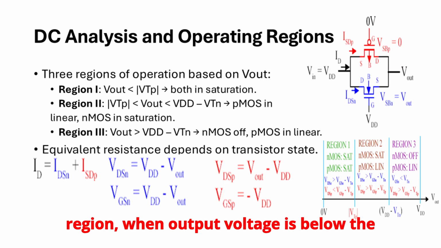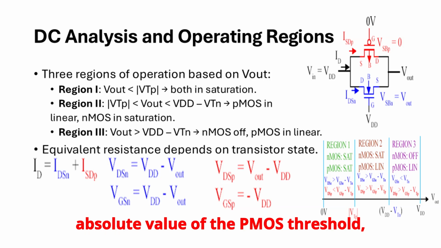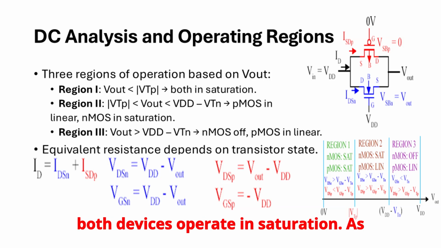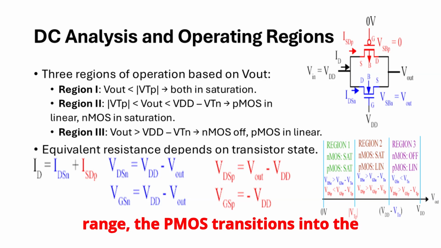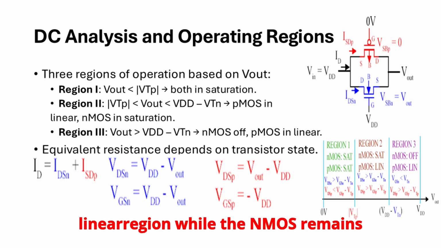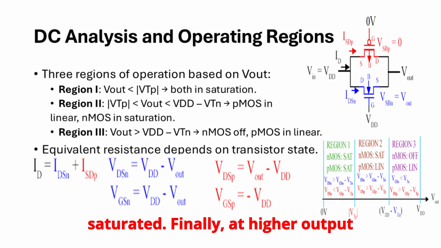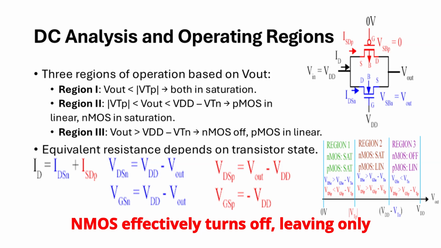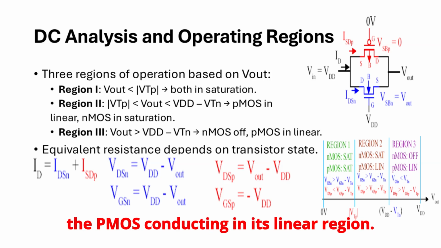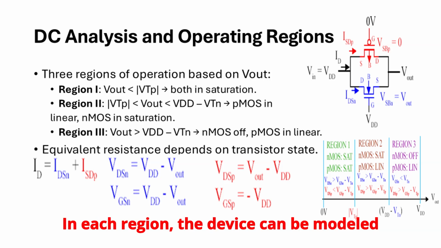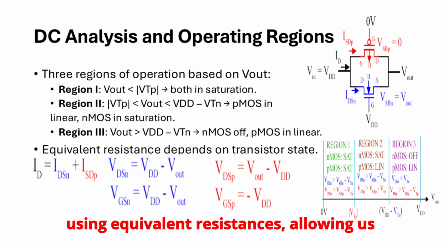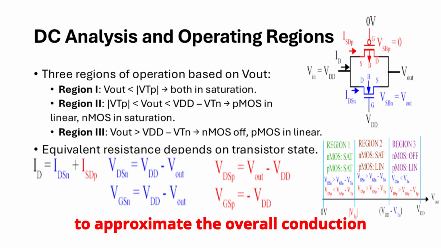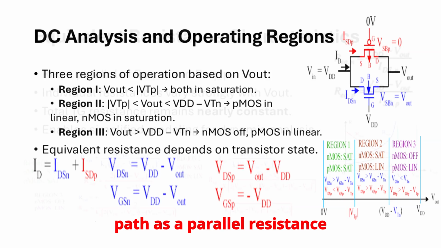In the first region, when the output voltage is below the absolute value of the PMOS threshold, both devices operate in saturation. As the output rises into the intermediate range, the PMOS transitions into the linear region while the NMOS remains saturated. Finally, at higher output voltages above VDD-VTN, the NMOS effectively turns off, leaving only the PMOS conducting in its linear region. In each region, the device can be modeled using equivalent resistances, allowing us to approximate the overall conduction path as a parallel resistance combination.